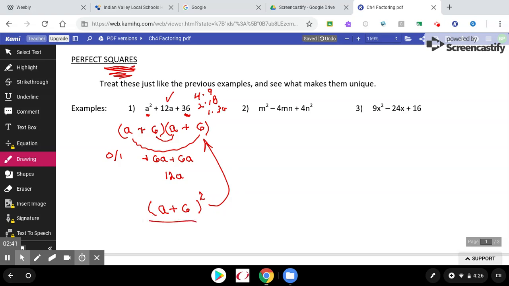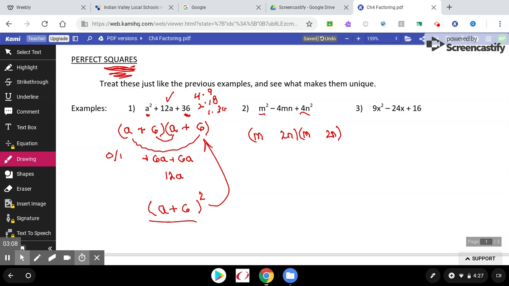Okay, number 2. Basically going backwards on a FOIL problem. Start with the guy up front. What times what is m squared? M times m. Go to the guy in the end. What times what is 4n squared? Well, 2 times 2 will get me the 4, and n times n will get me the n squared. And that's it. That's covered.